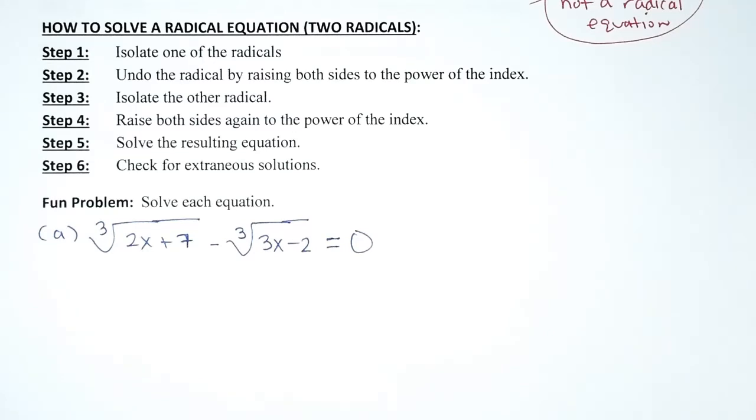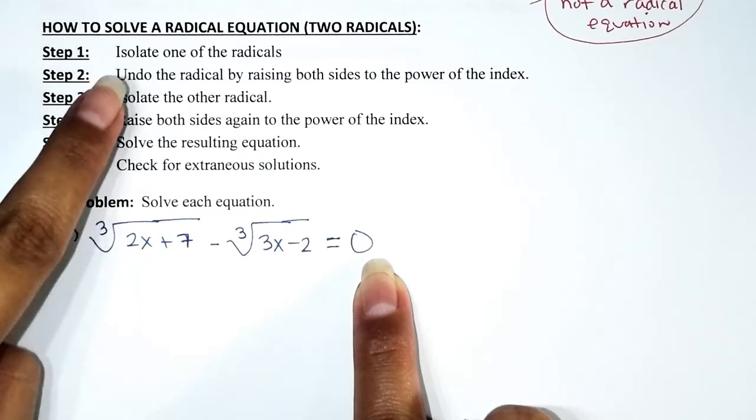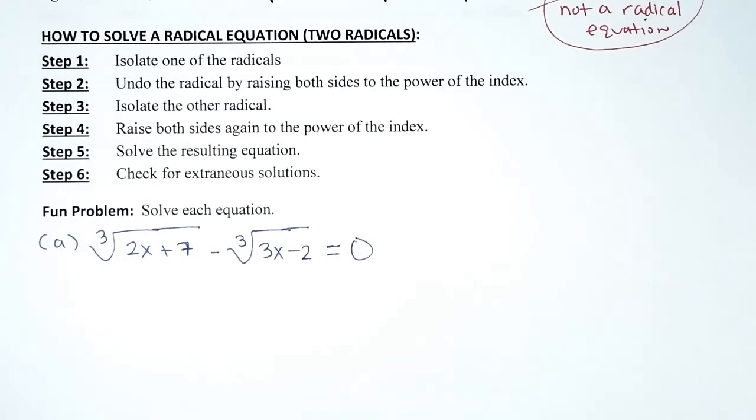So if we only have one radical, then we're going to isolate that one radical that we see. But if we have two radicals, then guess what? We need to fix it so there's a radical on each side. If you want to say it more concisely, then isolate one of the radicals. But in English, fix it so you have a radical on each side of the equation.